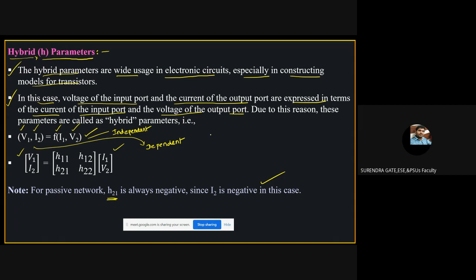Then how can we write this? V1 equals H11 I1 plus H12 V2. Then what is I2 equal to, students? I2 equals H21 I1 plus H22 V2. Now, how to calculate these hybrid parameters?